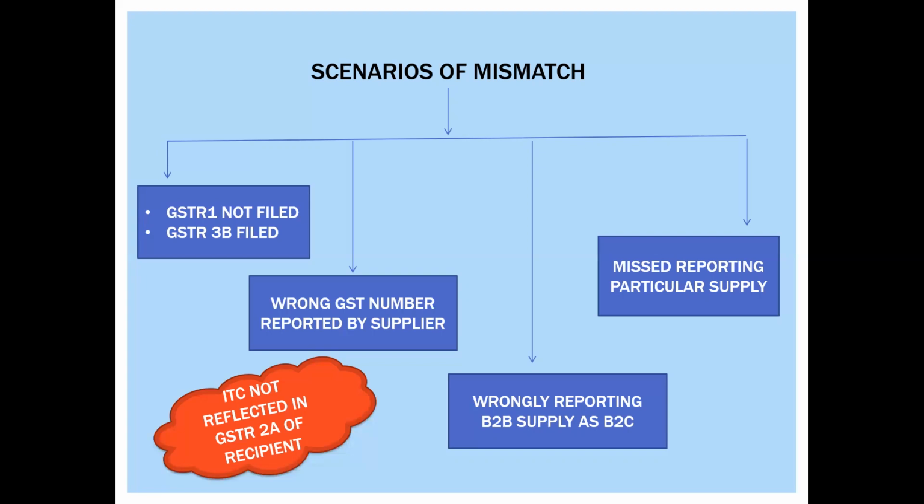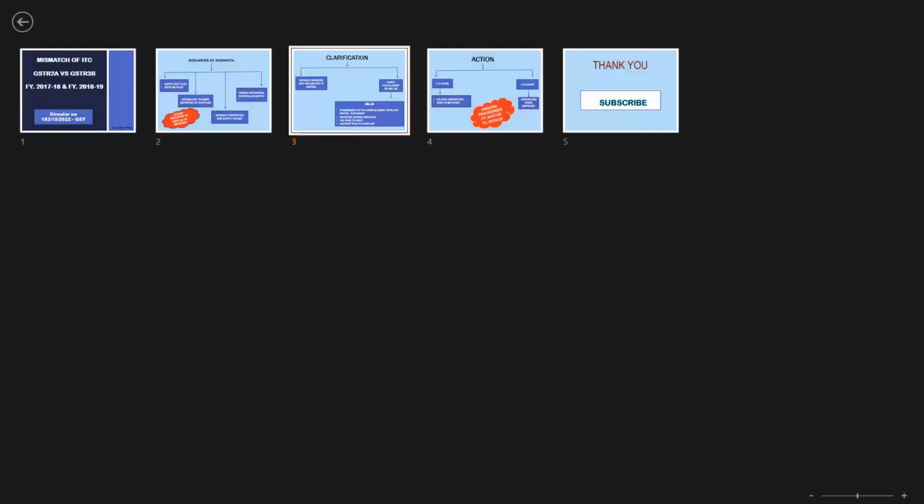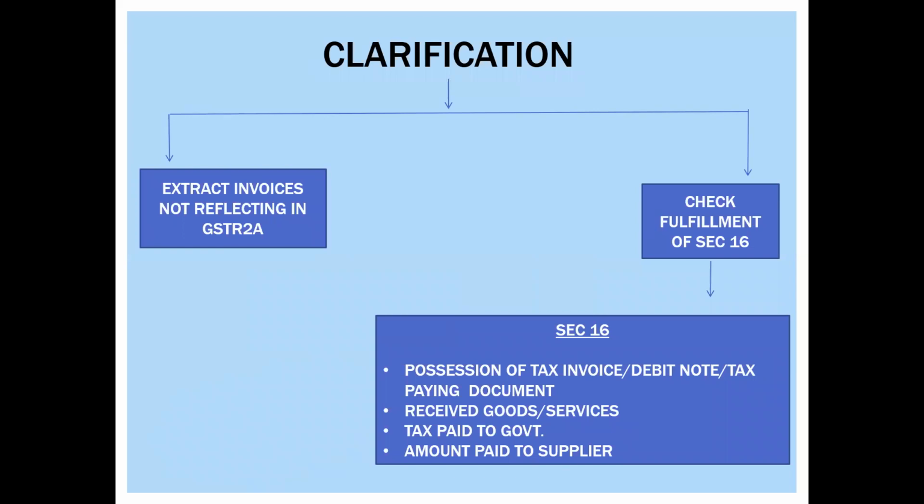Now let's quickly walk through the clarification given in the background of all these 4 situations. The proper officer shall first seek the details from the registered person regarding all the invoices on which ITC has been availed by such registered person in his GSTR3B, but which are not reflecting in form GSTR2A. Secondly, he shall ascertain the fulfillment of section 16 of the CGST Act. Now, what does section 16 speak about?